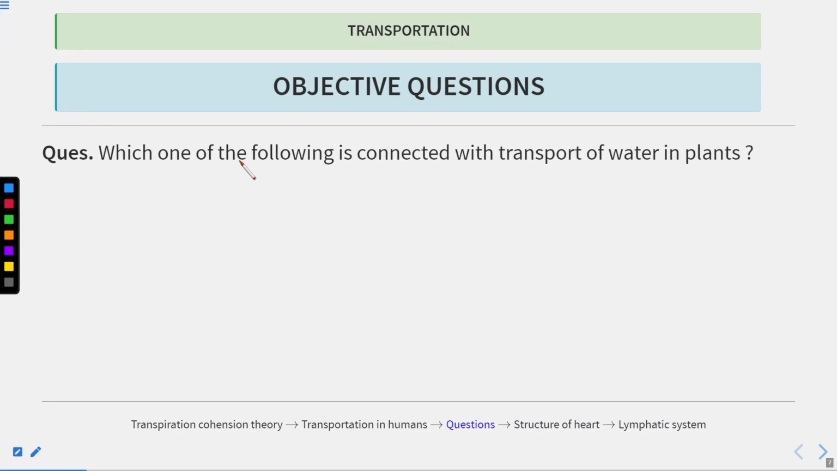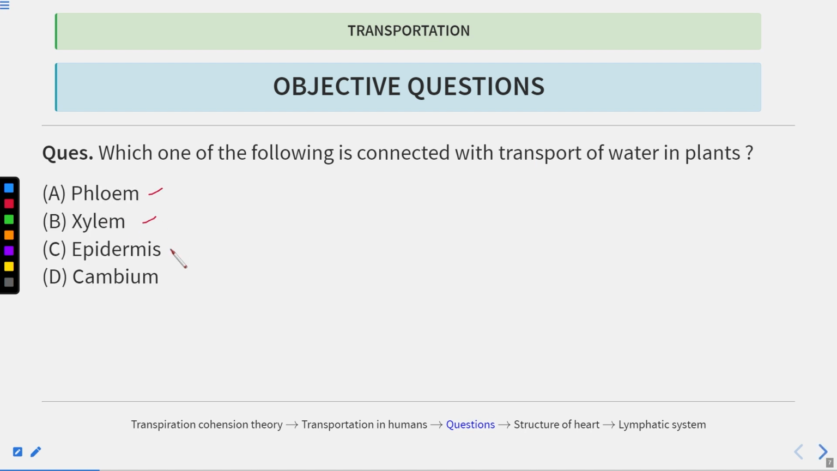Which one of the following is connected with the transport of water in plants? Let's have a look at the options: phloem, xylem, epidermis, and cambium. Phloem, we know, is involved in the transportation of organic substances. What are the organic substances? The food that is produced.